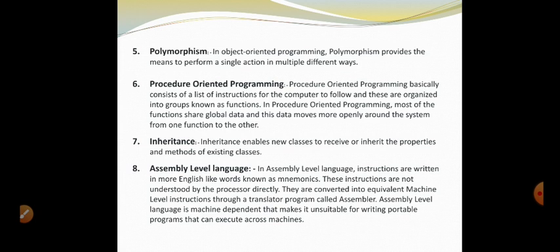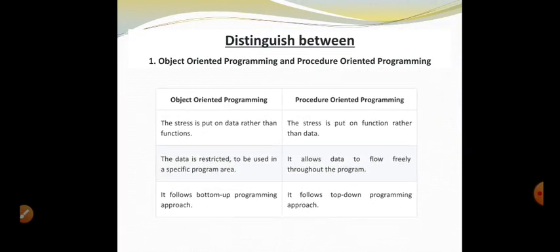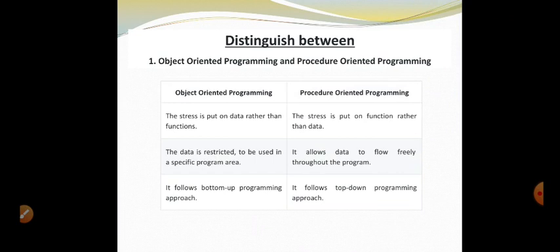Next, distinguish between object oriented programming and procedure oriented programming. This difference I had given you in my lectures also. Here I have given it in a sequence. If I have to write, in object oriented programming, the stress is put on data rather than function. The data is restricted to be used in a specific program area. It follows bottom up programming approach. This is object oriented programming.